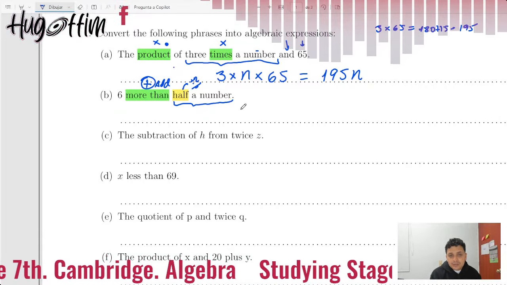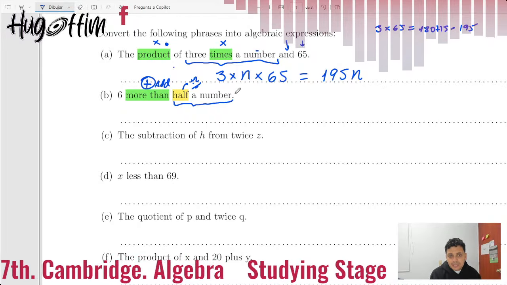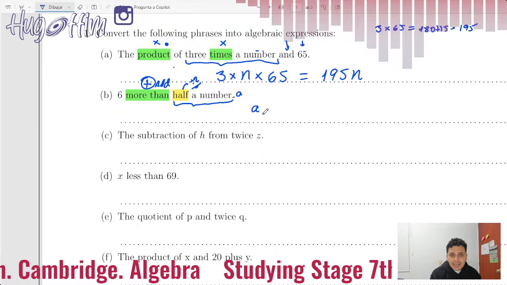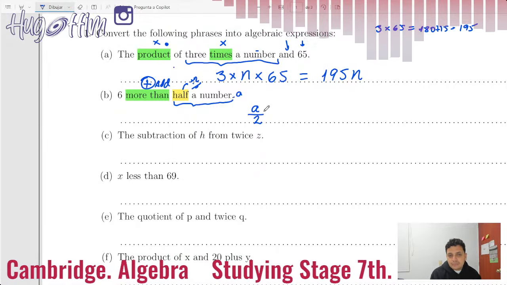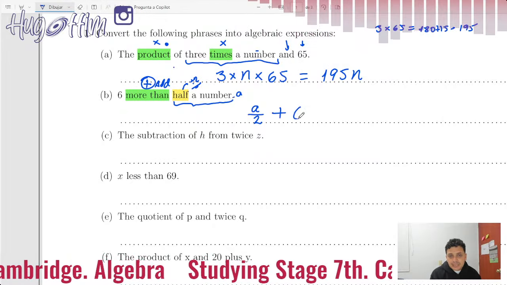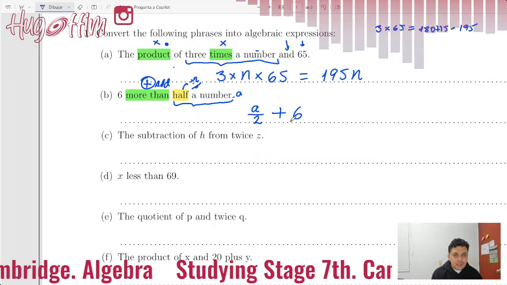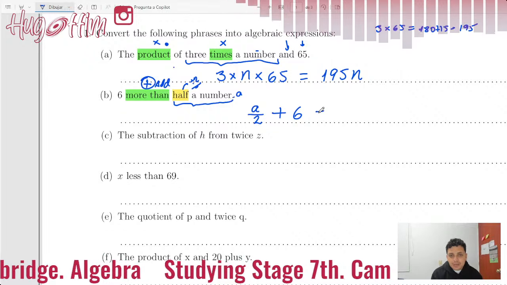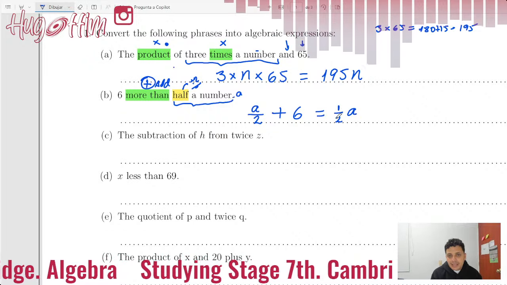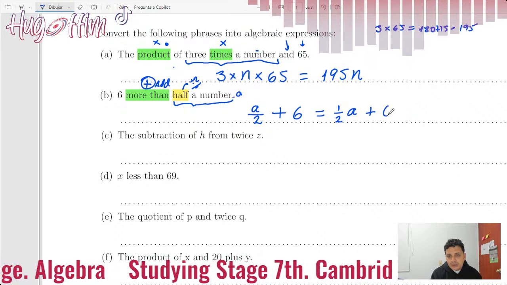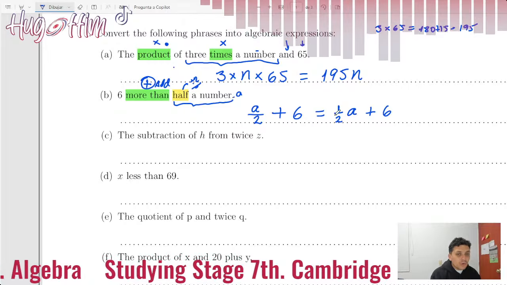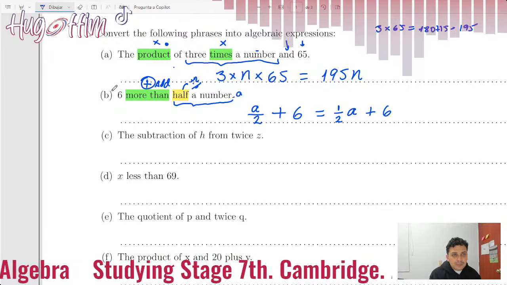Half the number could be written as, let's say that the number is a, a divided by 2 plus, because it says more than, 6. So this is an option to write this algebraic expression. Maybe you want to write the half first and then a; both are okay. This is how you can work out these types of problems.